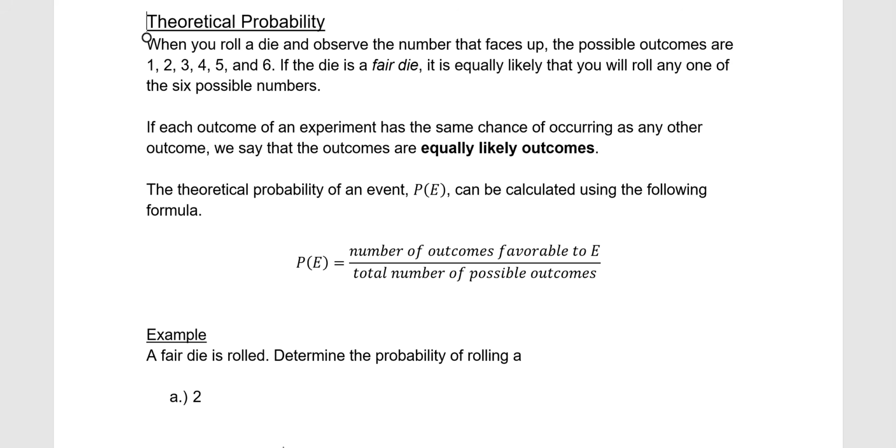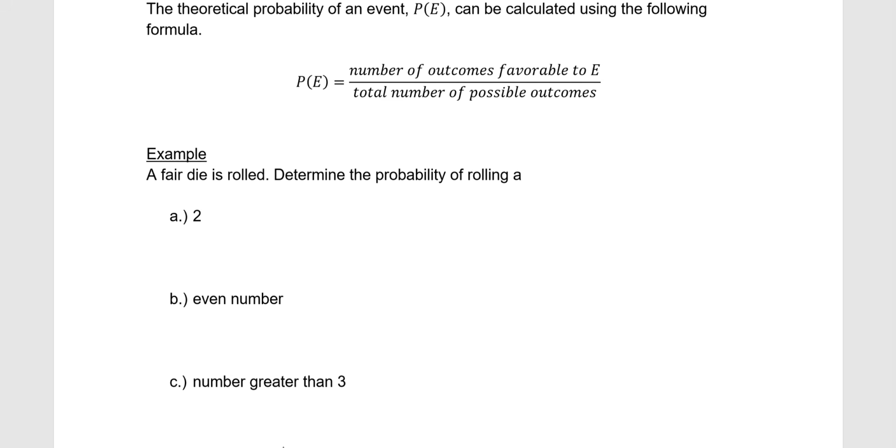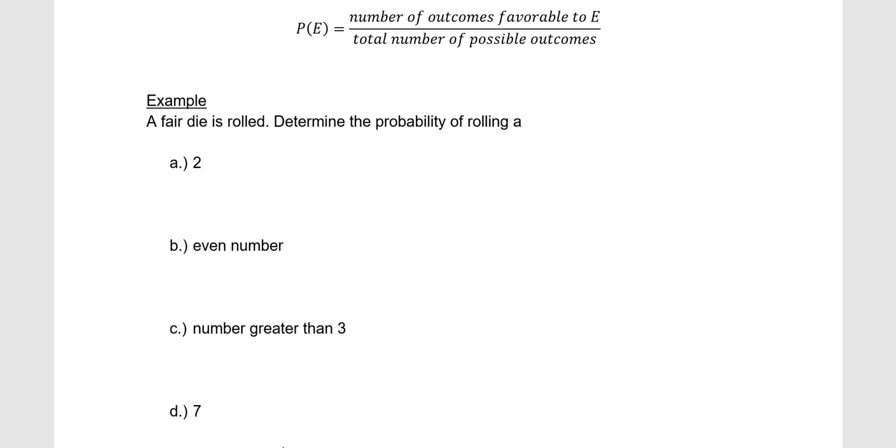Okay, so now that brings us to the definition of theoretical probability and how we're going to calculate it. So the theoretical probability of an event, which we read as the probability of event E, is going to be calculated using this formula. It's going to be the total number of outcomes favorable to E divided by the total number of possible outcomes. So it is super similar to how we calculated the empirical probability. It's just going to be a ratio, once again, just a fraction. Okay, so let's go ahead and take a look at some of these questions.